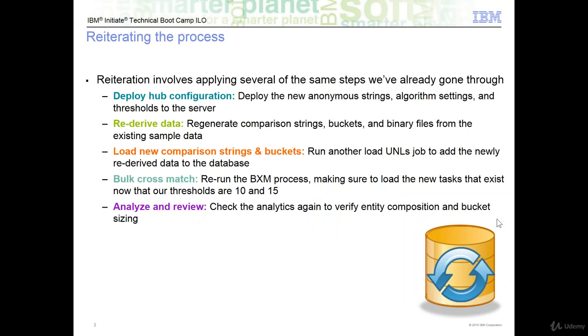First one being deploying the hub configuration, where you deploy new anonymous strings, algorithm settings and thresholds to the server. Then rederive data, where you regenerate comparison strings and binary files from the existing sample data, plus loading new comparison strings in buckets, and run another load UNLs job to add the new rederived data.